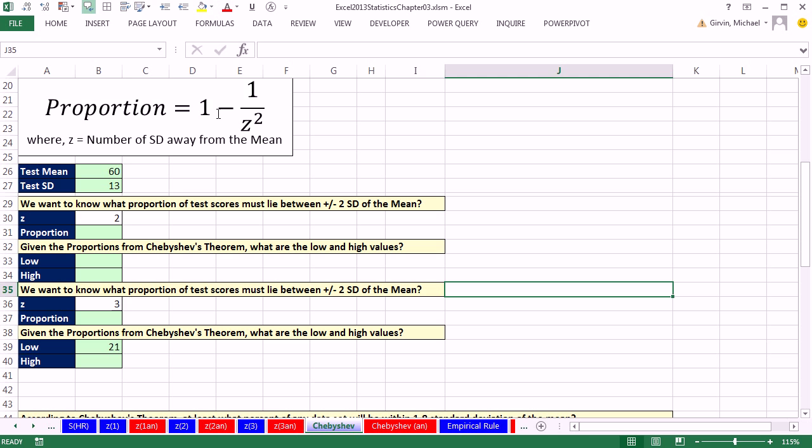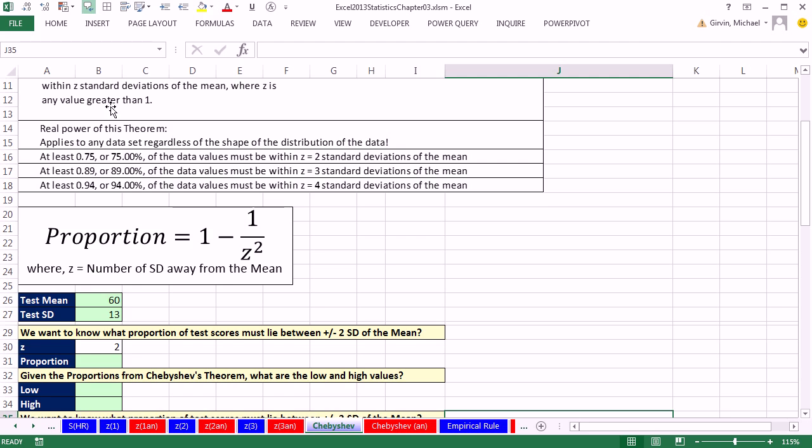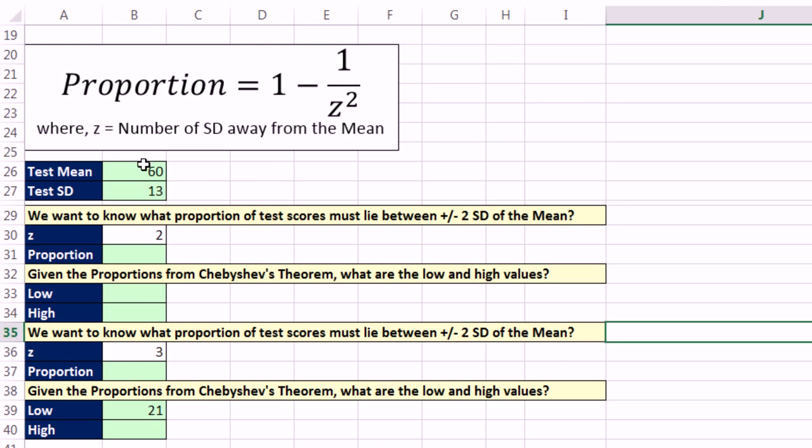Now, here's our formula, 1 minus 1 divided by z squared, where z is number of standard deviations away from the mean. And z has to be bigger than 1. That says that up here. Now, our test average was 60 with a standard deviation of 13. Now, before we calculate values, let's just use this to calculate the proportion of values that must lie, for our first example, within plus or minus 2 standard deviations. We're just calculating the proportion, and then we'll figure out the two ends which will represent plus or minus 2 standard deviations.